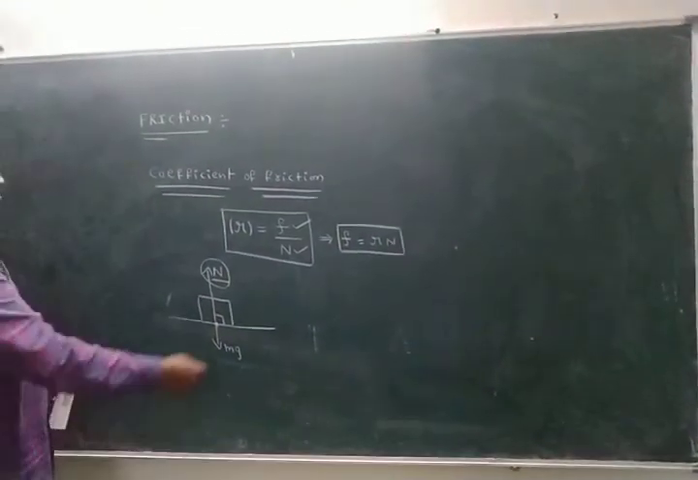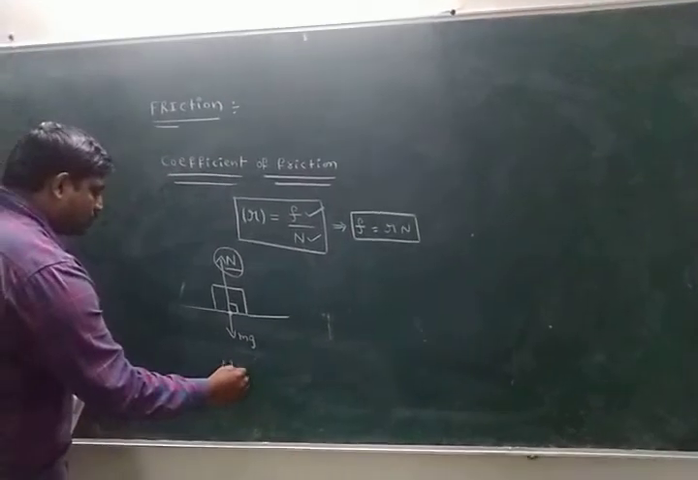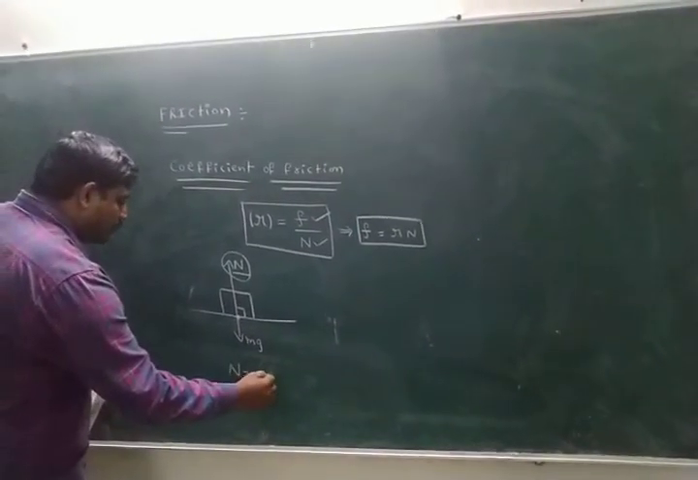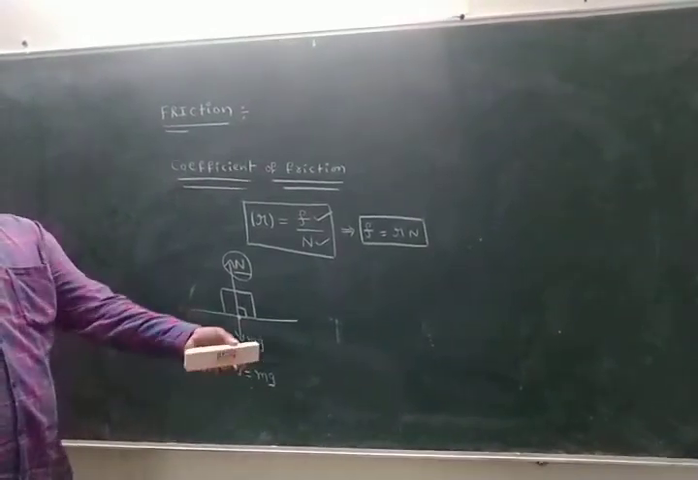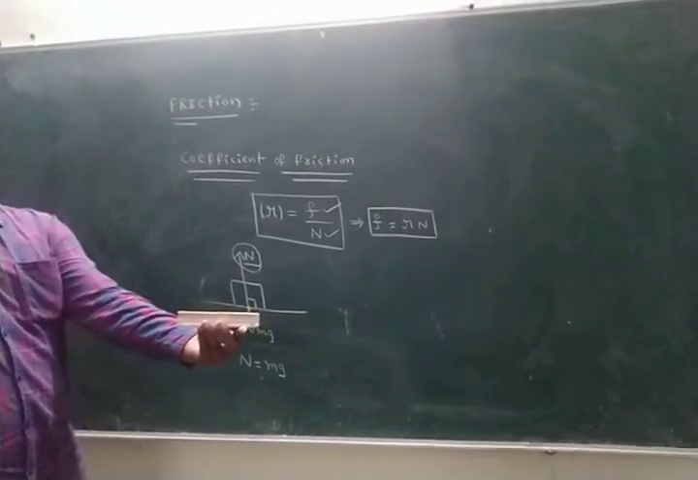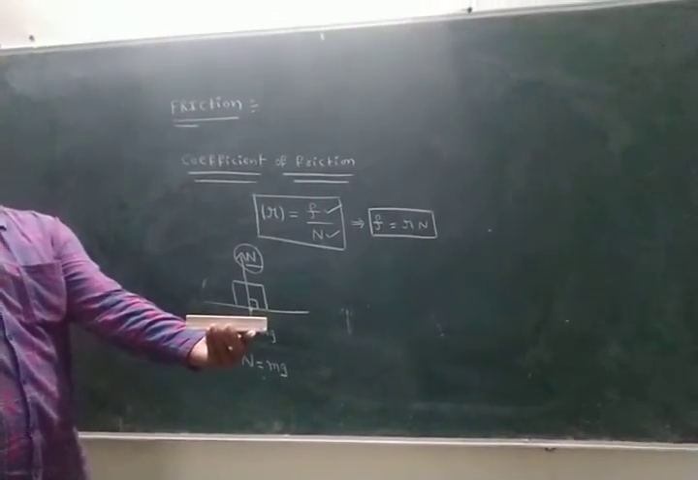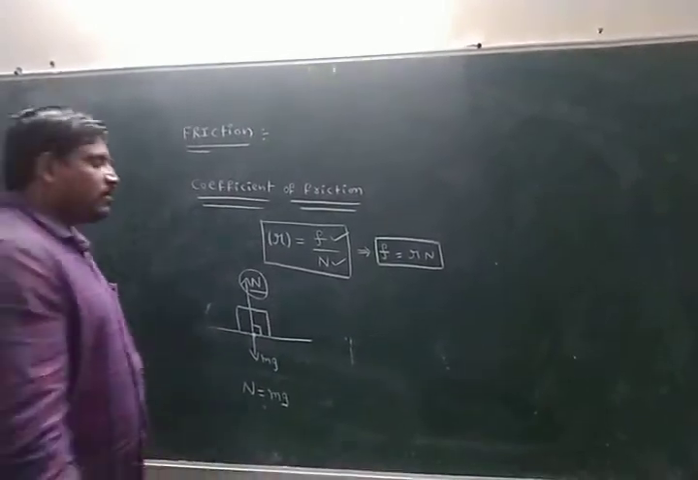In equilibrium, what is the value of N? N equals mg, given that the surface is horizontal. What is the value of the normal reaction force? mg. Keep that in mind.